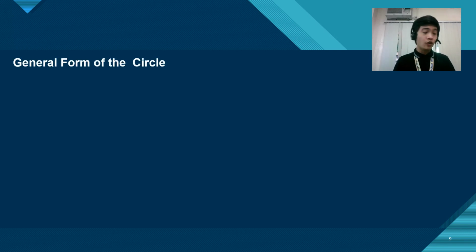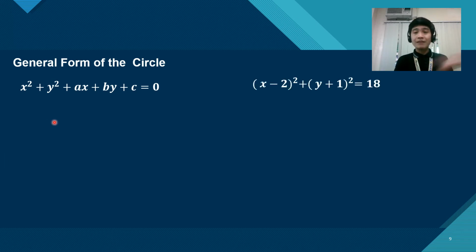Okay, so let's move on to the last part ng ating discussion, which is all about the general form of the circle. Now, the general form of the circle, it takes the form x squared plus y squared plus ax plus by plus c that is equal to 0. Okay? So, kung babalikan po natin yung example number 4 kanina na nakasulat sa standard form, pwede po natin yung i-convert sa general form.